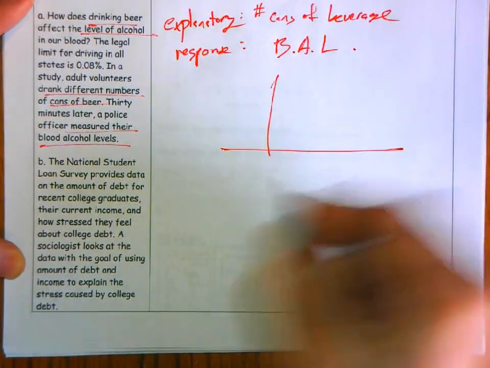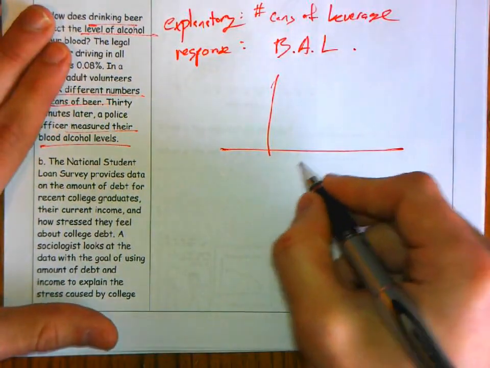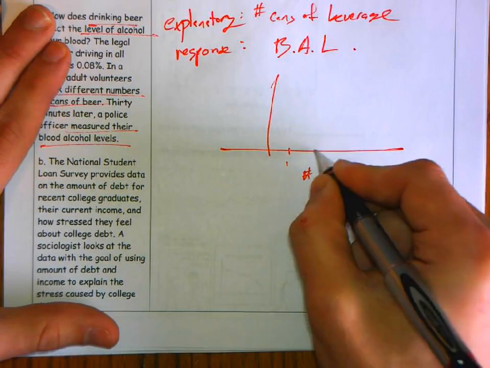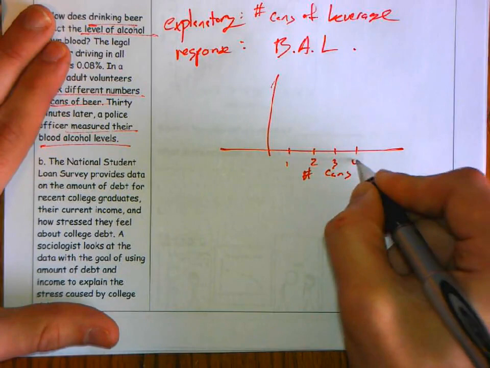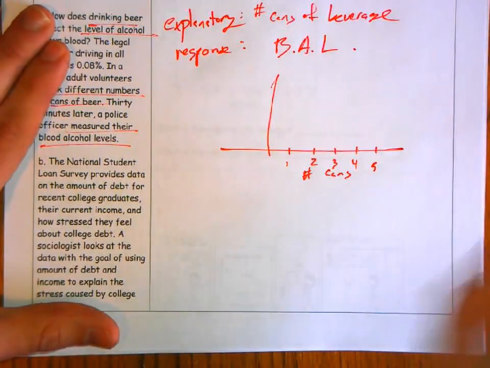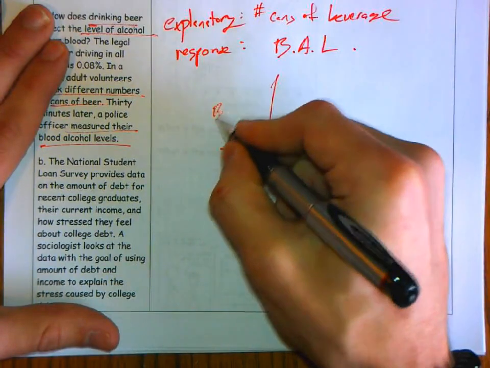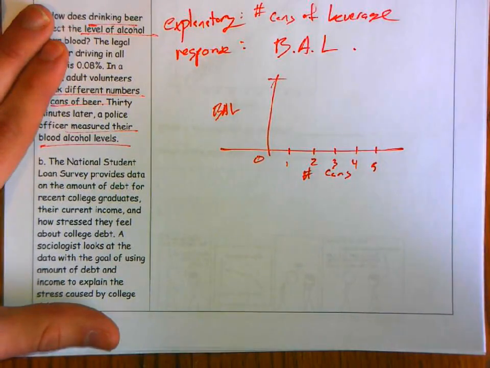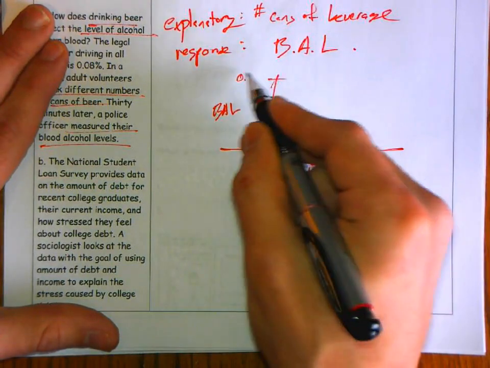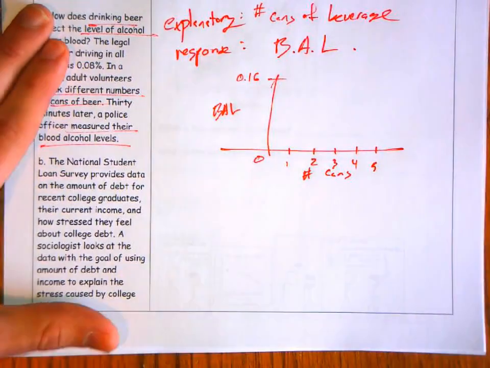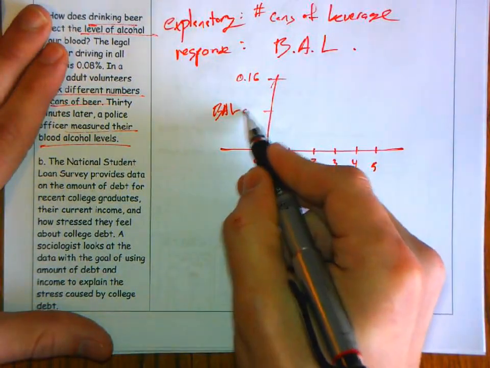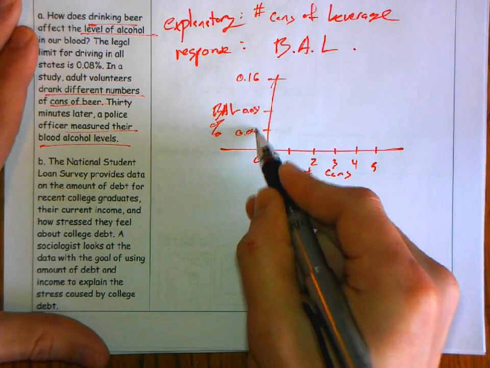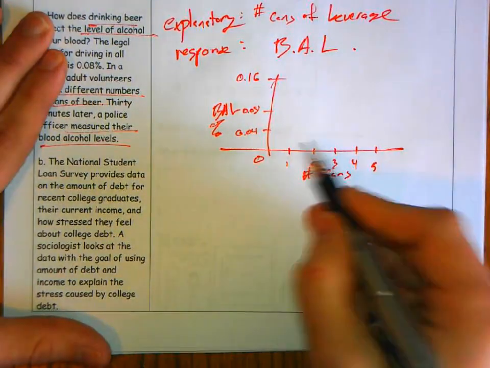What do I expect that looked like? Think about what that would be. Your explanatory variable, number of cans, that's a discrete random variable. 1, 2, 3, 4, 5, and yeah, we'll stop there. Blood alcohol level, that's a continuous random variable. It goes from 0 up to, I don't know, let's call that maybe 0.16 or something. There we go. So we'll call that 0.08, the legal limit, and 0.04, some states' legal limits.